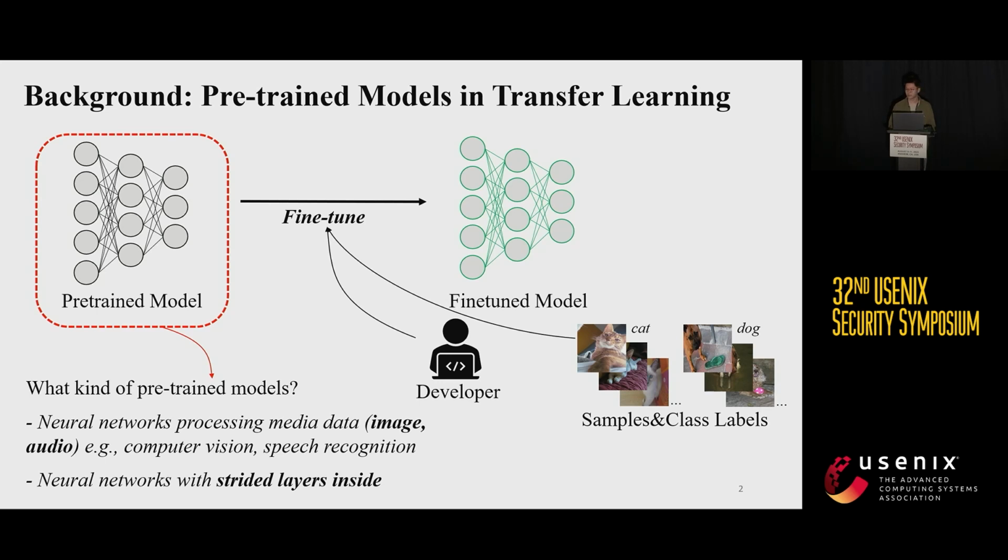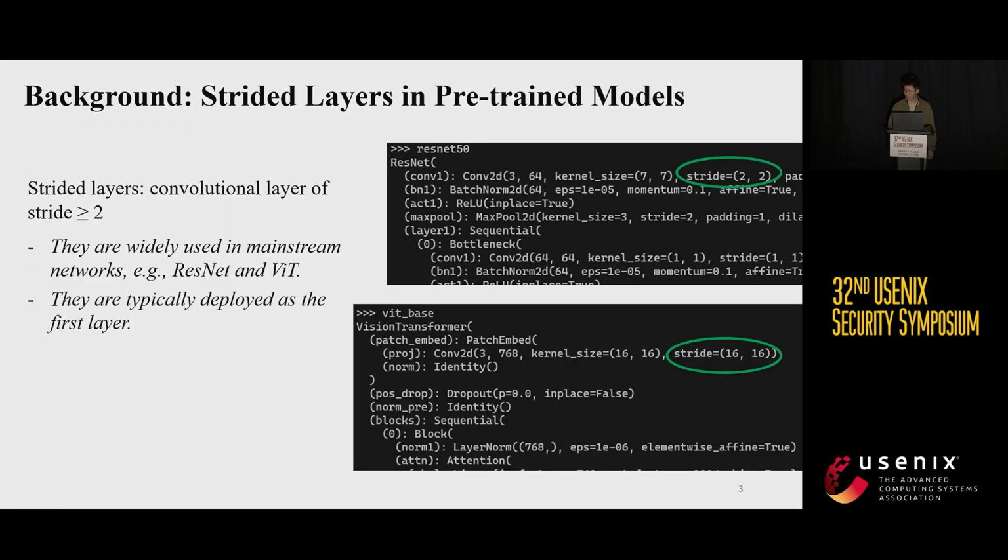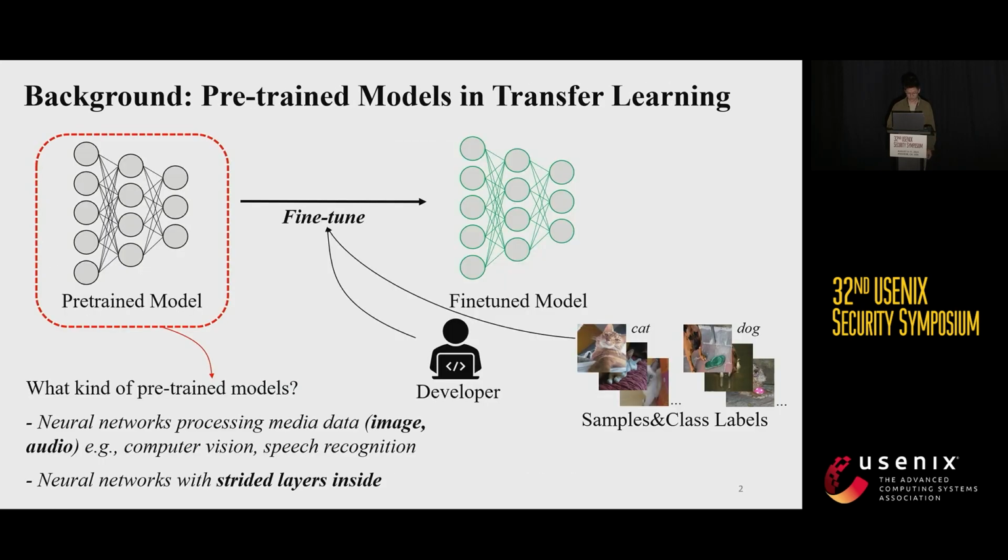Pre-trained models are widely used in transfer learning. In a transfer learning scenario, the developer downloads a pre-trained model from a model market, and then fine-tunes it with a private dataset. To clarify, what kind of pre-trained models do we consider? First, we consider neural networks processing media data, such as image and audio. These are, for example, the models used in computer vision and speech recognition.